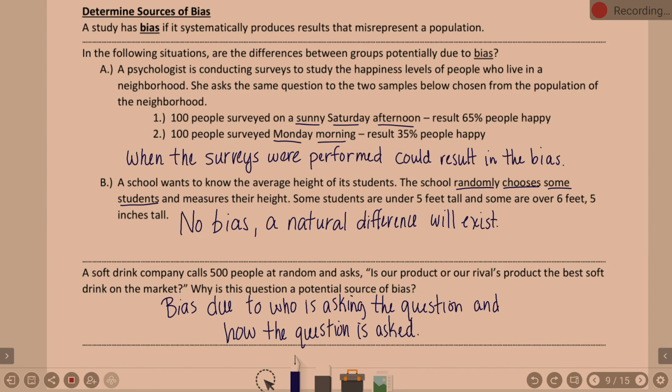Okay. Got what we need there? Yes, ma'am. On the next page, here we're introducing the idea of bias and what it means for something to have bias, whether it be how a question is asked, who you ask the question to, or who's asking the question. All of these options can present bias.